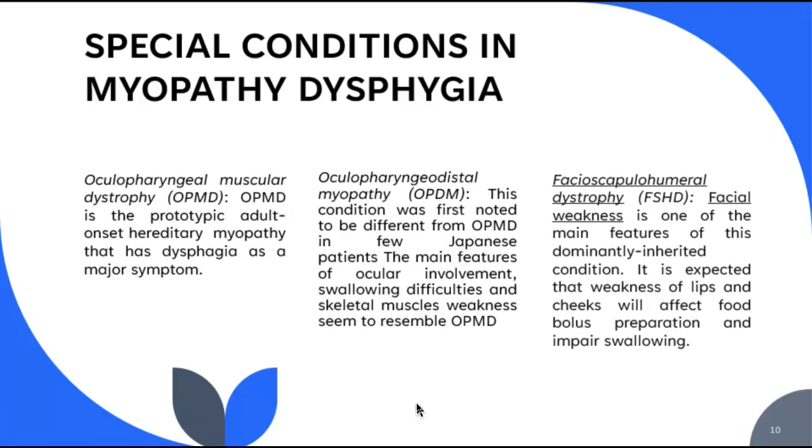Next is facioscapulohumeral dystrophy, FSHD. It is a condition where facial weakness occurs. From the facial weakness, we can imagine the weakness of the jawline, the lips, or the cheeks, something around our face. It means that it weakens the movement of the muscles of the face, and then we get a swallowing problem. When they get the swallowing problem, they suffer from dysphagia.